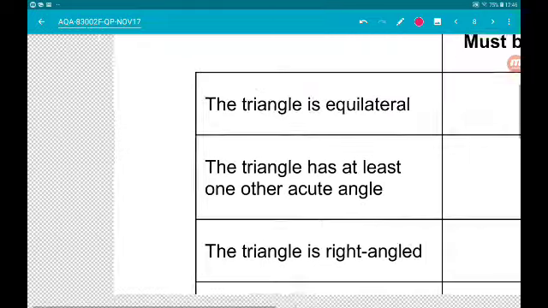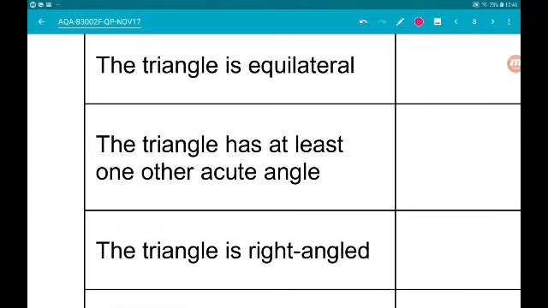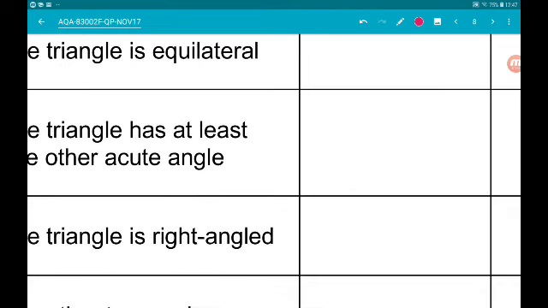Okay, the second one. The triangle has at least one other acute angle. So acute angles are less than 90. If we already have an angle of 60, there's only 120 left to make up. So they can't both be bigger than 90. So this one must be true.